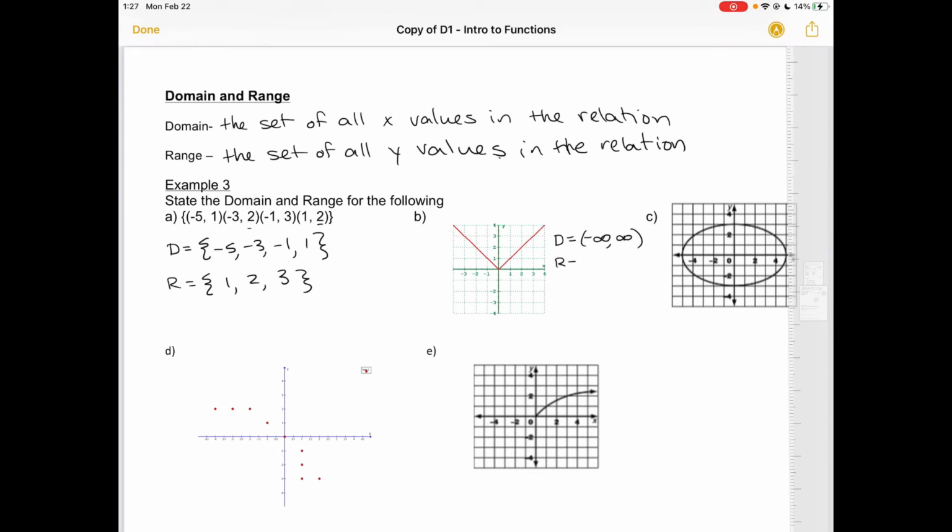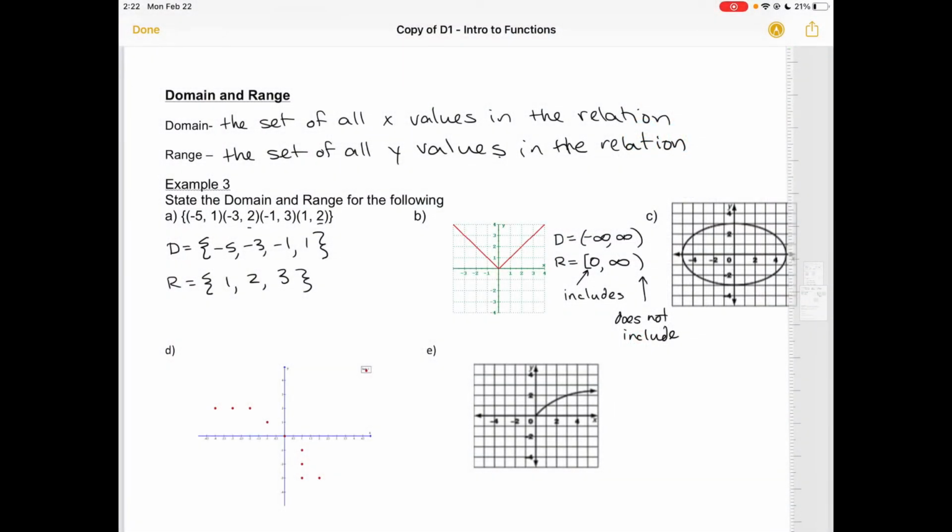My range, however, has to be greater than 0, and I can represent this like this. The square bracket means includes, the open bracket means does not include.